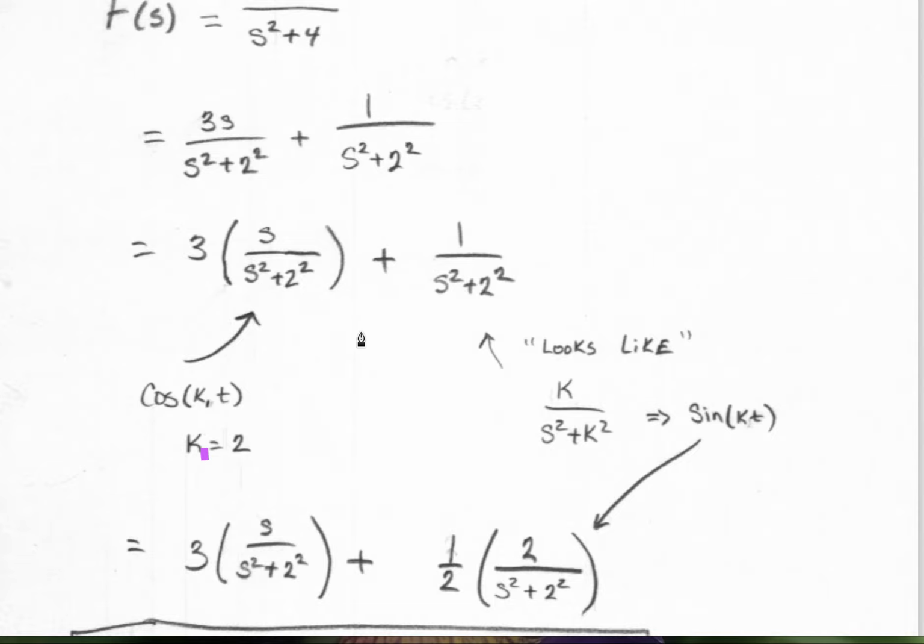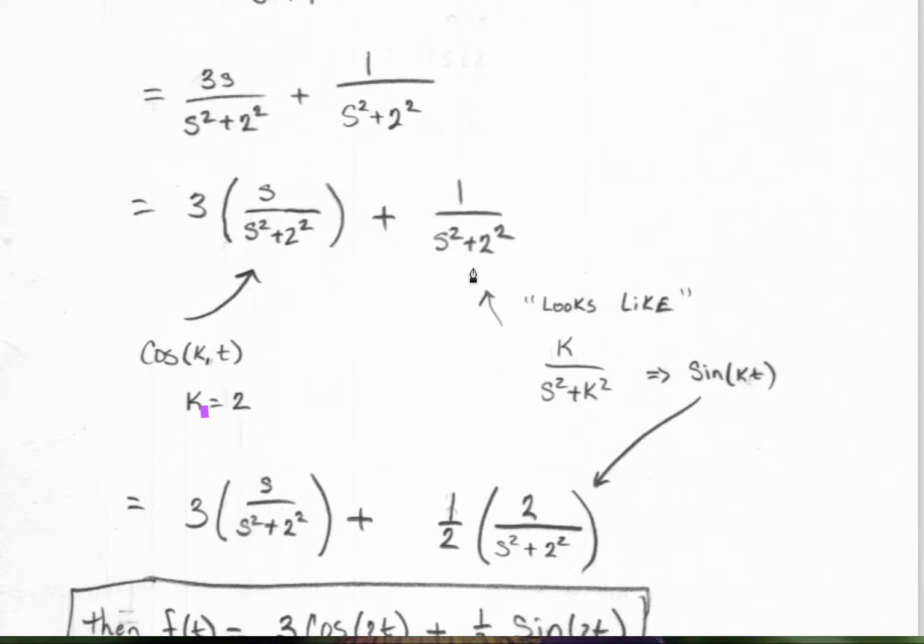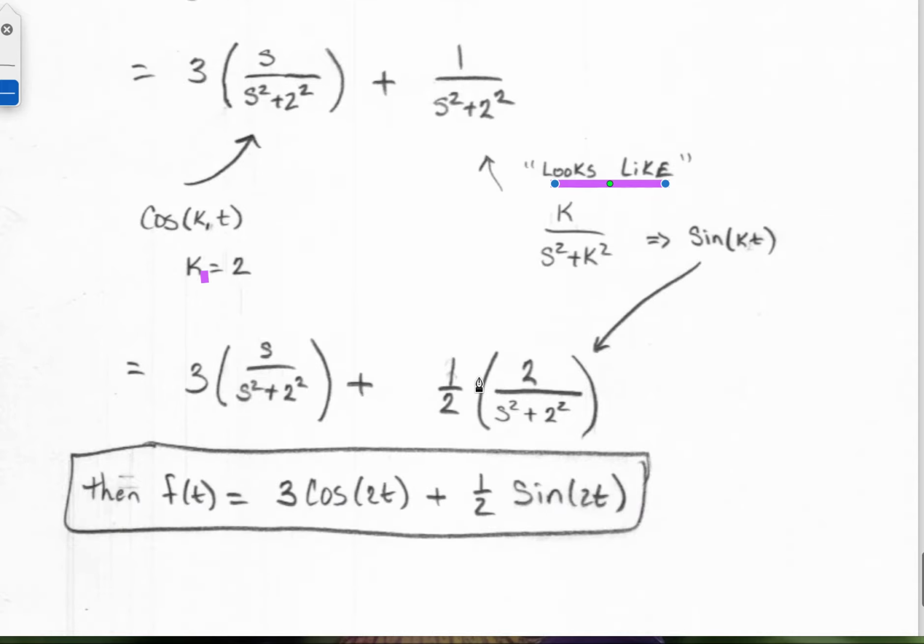No problem there. Then this other part. Well, I look at this and I see that it kind of looks like k over s squared plus k squared, which would be the sine of kt. But it's not that, right? It's close to that, but it's not that. So I have to figure out how I could make this look like this. Remember, I have a 2 here, I have a 2 here, but how do I put a 2 there? So what I did is I recopied this part over here and put a 2 right here.